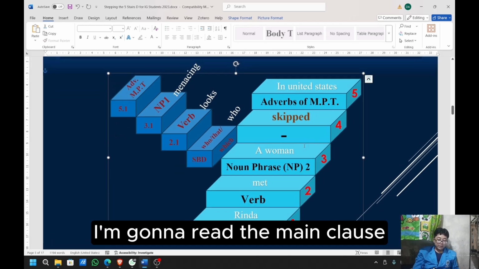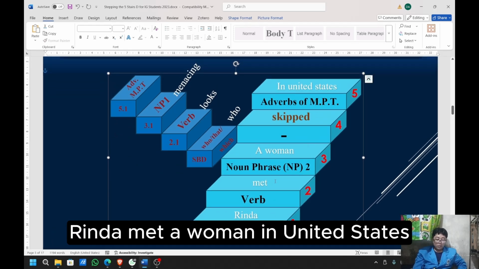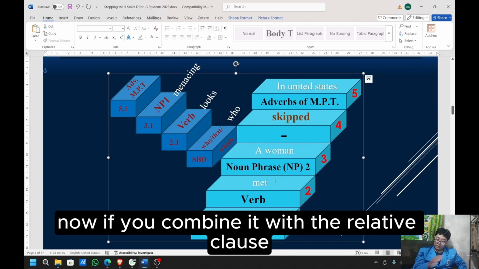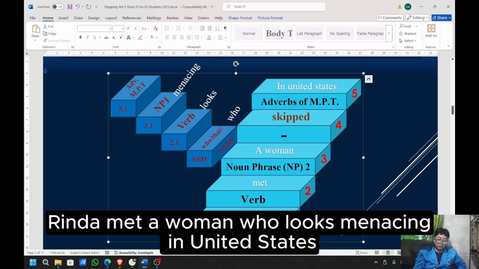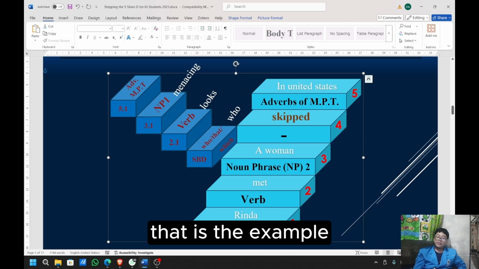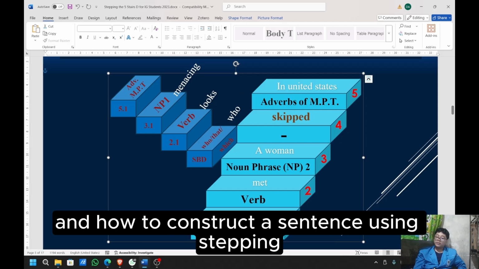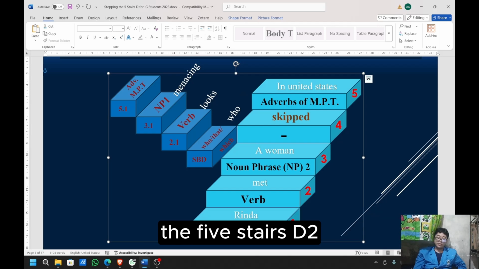First, I'm going to read the main clause. Rinda met a woman in United States. Now, if we combine it with the relative clause: Rinda met a woman who looks menacing in United States. That is the example and how to construct a sentence using stepping the 5 stairs D2.